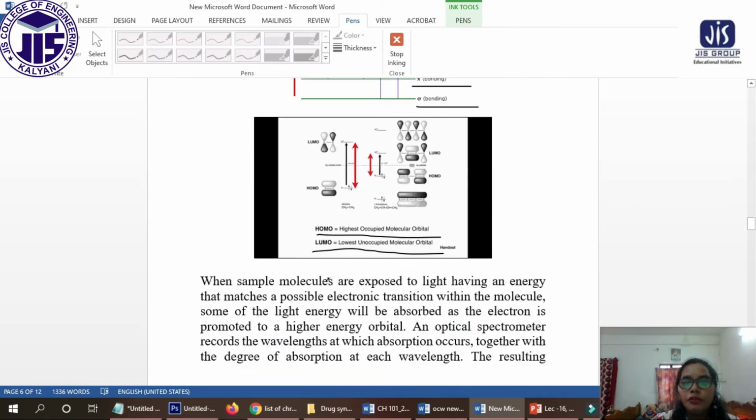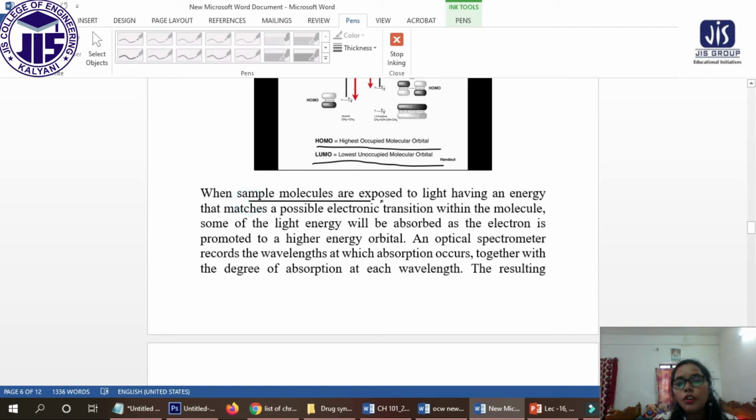Okay, when the sample molecules are exposed to light having an energy that matches a possible electronic transition, so whatever energy we are providing, if that energy matches the transition energy, the electronic transition will take place from the ground state to the excited state. If the energy difference matches the energy we are providing, that time the transition will take place.